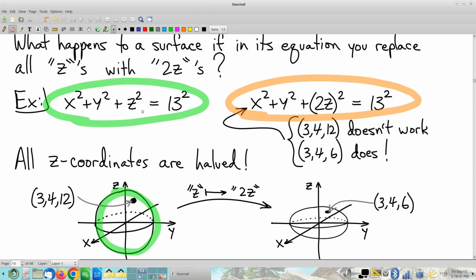Okay, so instead of asking, what is this orange surface? I'm going to ask a different question now. I'm going to ask, what happens to the green surface when everywhere I had a z, I replace it with 2z? If everywhere in my equation that I had a z, I replace it with 2z, what does this blue action do? What's the result? What is that geometrically, right? That's going to do what to this green sphere? It's going to transform it, deform it, in what way?